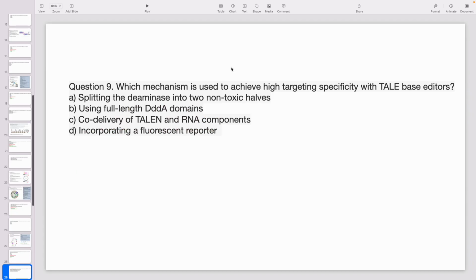So let's move to our next question, question 9. Question 9 states: which mechanism is used to achieve high targeting specificity with a TAL-based editor? Option A is splitting the deaminase into two non-toxic halves. Option B is using full-length DddA domains. Option C is co-delivery of TALEN and RNA components. Option D is incorporating a fluorescent protein. Please try to answer this question.